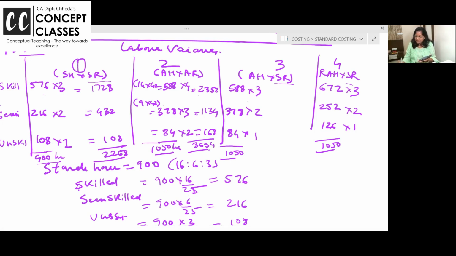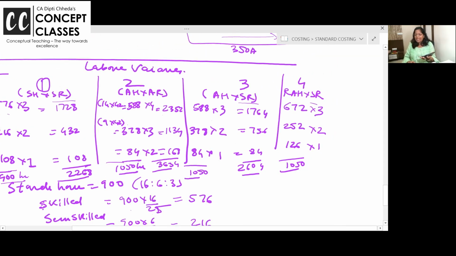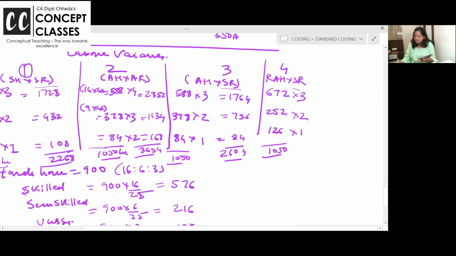588 into 3, 1764. 378 into 2, 756. 84. Total 2604. Just calculate the total cost.